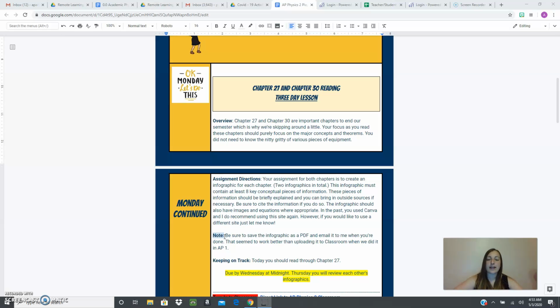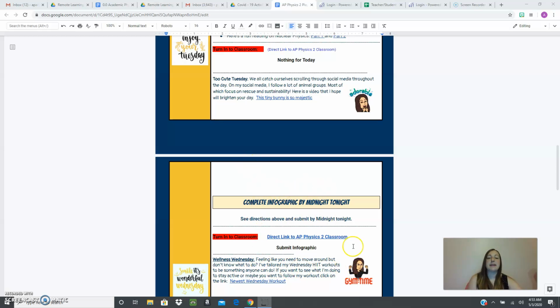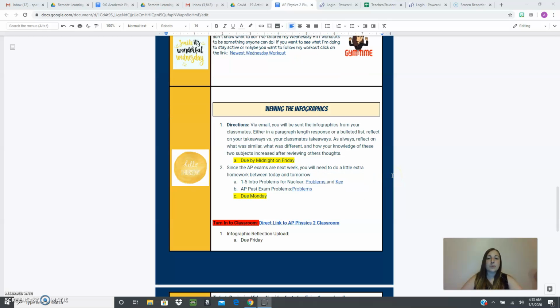To keep you on track this week, Monday you will read chapter 27. Tuesday, you will read chapter 30, and then on Wednesday, you have the full day to make the infographic. Now, you're probably going to be making the infographic along the way, but do know that you have those 3 days in order to work on this mini project. I do expect, though, that you have the infographics emailed to me as a PDF by midnight on Wednesday, because I will be sending you an email Thursday morning with everybody's PDF, just like we did with the Ignite presentation.